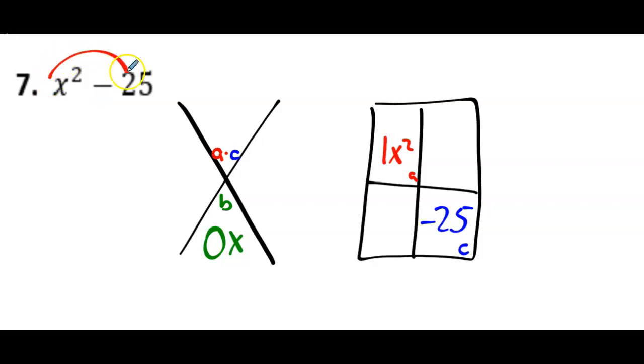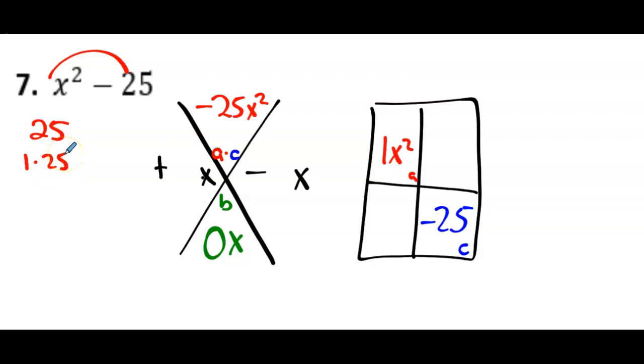My a times c is going to be negative 25x squared. Okay, that's negative. This is positive. So I'm going to have a plus and a minus here. I know that. What are my terms going to be? So I've got to go to 25. So I've got 1 and 25. 2 doesn't work. 3 doesn't work. 4 doesn't work. 5 works. 5 times 5. Okay, so positive 5x, negative 5x. Great. So I'm going to put my positive 5x in here and my negative 5x in here.